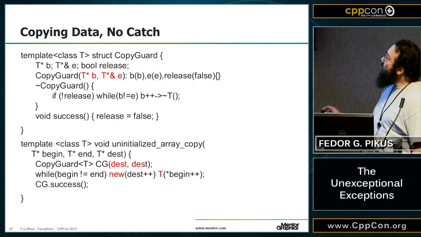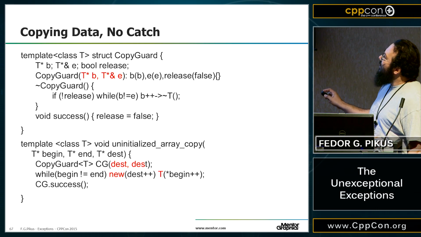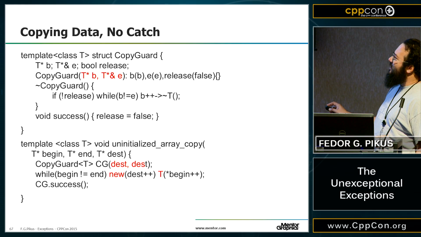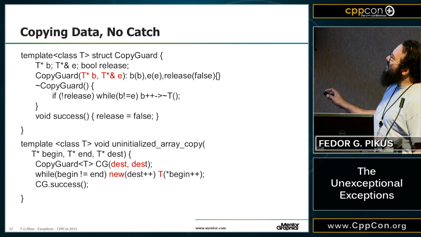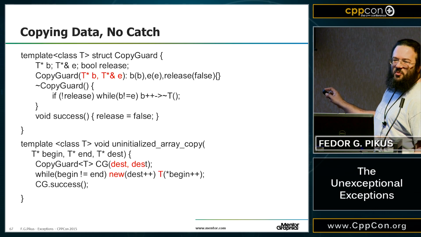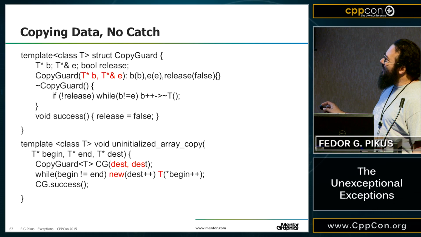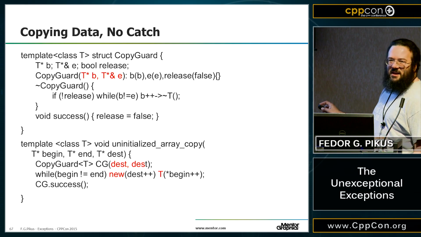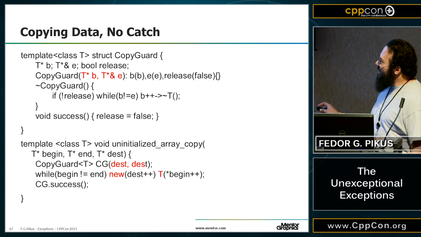Okay, what about uninitialized array copy? Well, here is our little handy copy guard, and very strange calling signature, destination, destination. There is a subtle difference. One captures the pointer by value, and one captures the pointer by reference, which means one of them tracks, this is the begin, it tracks what the destination was when you called it. This is the end, it tracks what the destination is currently. And we're advancing destination as we're copying values from begin. So this destructor will destroy from the old original value of destination to the current one without any catch blocks.